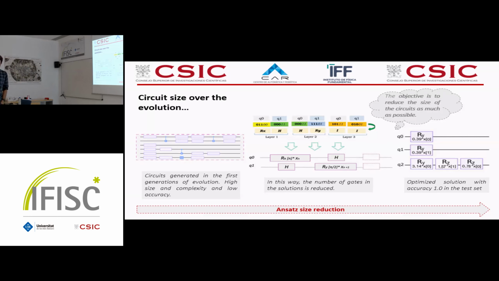You were asking before about the encoding part. This is the string of our individual. This is Q0, Q1, Q0, Q1, Q0, Q1, and it's a straightforward process. Here there are two identities and they disappear, because it makes sense. So this is the way we are reducing the complexity of the solutions.